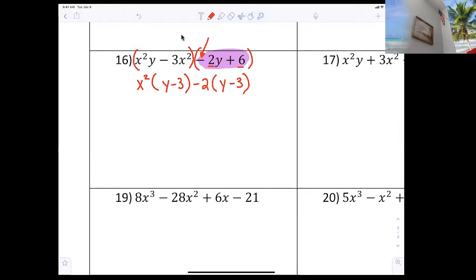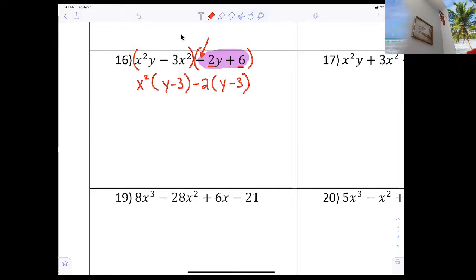Now remember, we're dividing numbers. Ask me a question. Why is it y minus 2 instead of y minus 3? Because you're factoring out a 2. Okay.